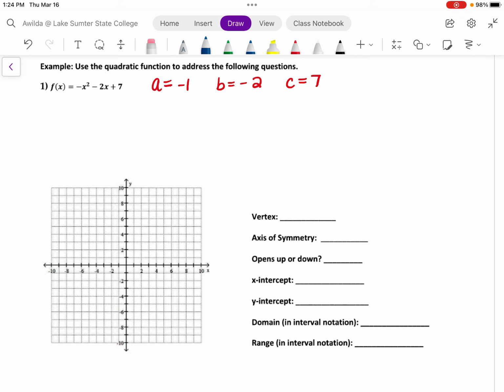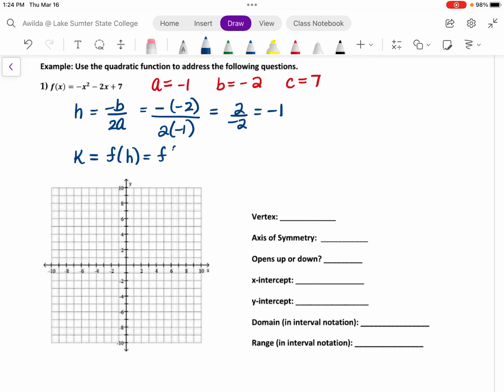What we just saw is that the vertex has an h coordinate, or an x coordinate h, equal to -b over 2a. Well, we have -b over 2a. So that's going to be 2 over -2, which gives us a -1 for h. Now we're going to find k, the corresponding y-coordinate for the vertex. For k, we are going to substitute -1 in for x.